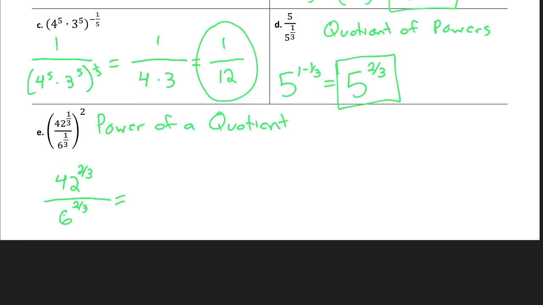So the thing here I want us to recognize, I did the power to a power, 1/3 times 2, 1/3 times 2. What I want us to notice is both of these powers have the same exponent. So what I could do is reverse the power of a quotient and rewrite this as 42 over 6 all to the 2/3 power, which is really 7 to the 2/3 power.